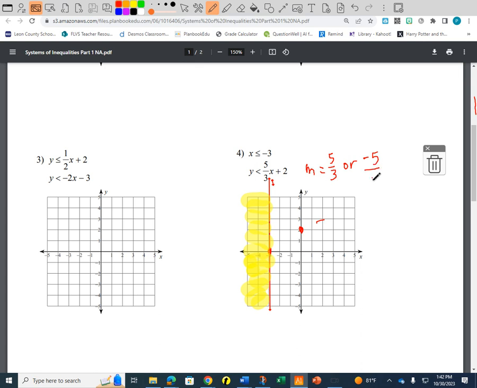-3, right? So down 5, left 3. Yes, Aiden? Wouldn't it just be a dotted line? Because it has no line or anything. Yes, very good. It is going to be a dotted line. Let's put our points next, and then we'll put a dotted line.